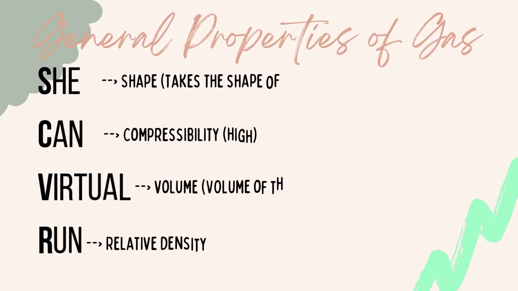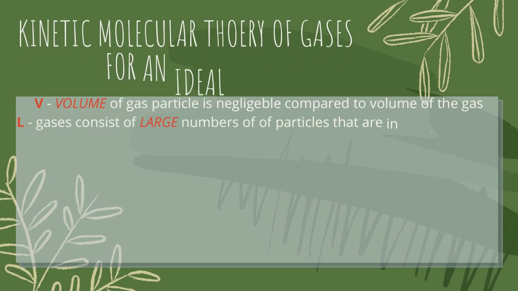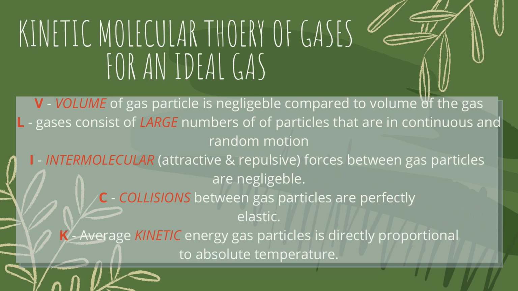General properties of gas can be remembered by memorizing the sentence "She can virtual run." S stands for shape, C stands for compressibility, V stands for volume, and R stands for relative density. The kinetic molecular theory of gases for an ideal gas can be memorized by remembering the word V-LEAK. V stands for volume, L stands for large, I stands for intermolecular, C stands for collision, and K stands for kinetic energy.